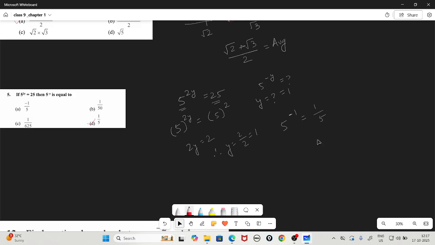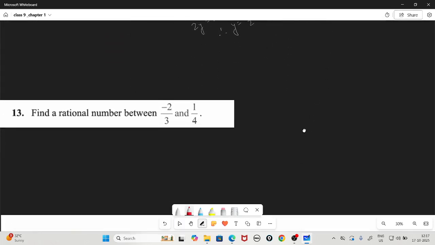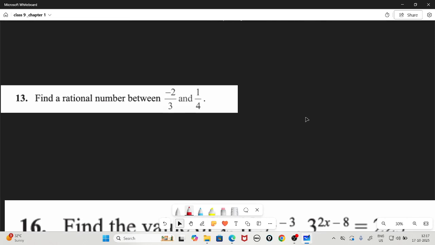I hope you guys are getting an idea of how to solve this type of problem if you get it in your exam. If you are finding it okay, then you can put in the comments, and if you want some more clarification, then also you can put it in your comments.